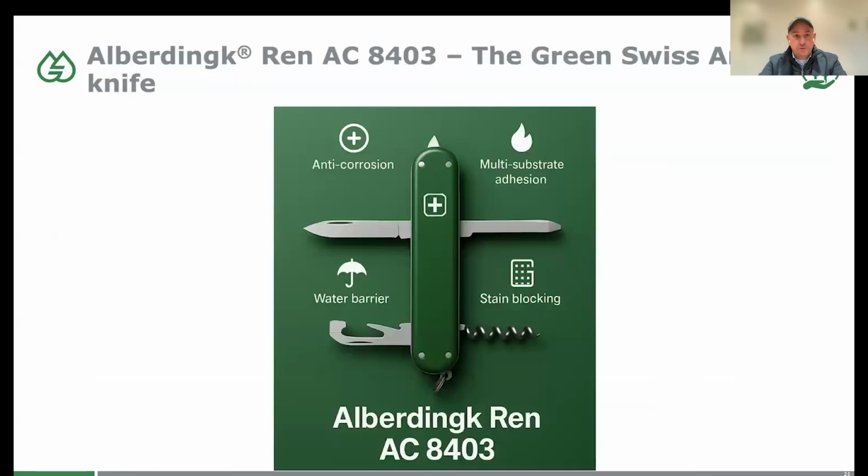Which brings us to the conclusion that if you ever wanted to have a green Swiss Army knife, Alberdingk REN AC 8403 is probably the product of choice, because like a Swiss Army knife, it has different versatile tools. It has the multi-substrate adhesion. It's got the extremely good anti-corrosion properties. It's got these fantastic water resistance and moisture vapor barrier, and it can do stain locking. So it's a tool which should not be missed in any toolbox in a paint company.